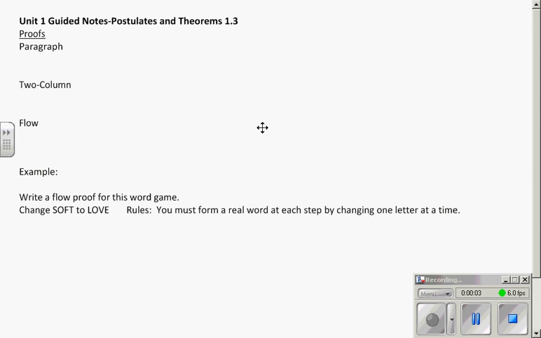Welcome to lesson 1.3. We're working on more postulates and theorems, and we're going to focus a little bit more on how to do proofs and some of our algebraic properties today. So first of all, what is a proof?